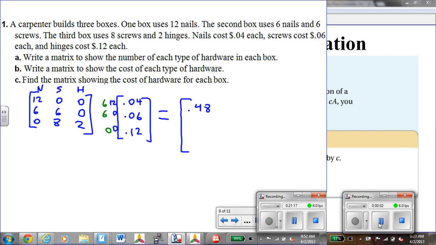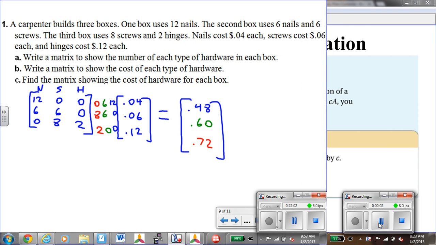All right, the next thing that you would do for box 2 is you would take 6, 6, and 0. So that would be 24 cents and 36 cents. 24 and 36? 60 cents? Right? Yeah, 60 cents. I got like 70. Get on my level. And last, 0, 0, 8, and 2. 8 times 6 is 48, and 24, what's 48 and 24? 72. And so you can look and see what the cost of your 3 boxes are going to be. Or, not the cost of each box, the cost of the hardware to make each box.